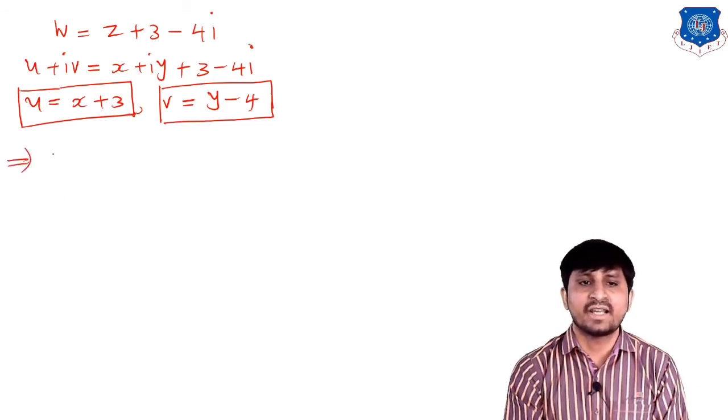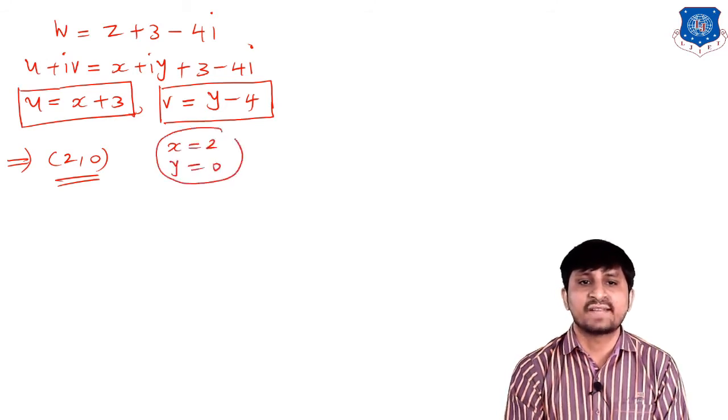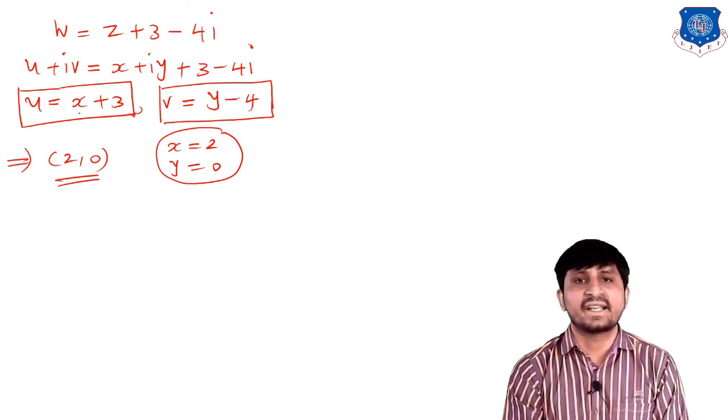First of all, what is my point? The first point is (2, 0). So I want to find the image for the point (2, 0). What is x? x is equal to 2 and y is equal to 0. So find the image for x equal to 2 and y equal to 0. Take x equal to 2 here.